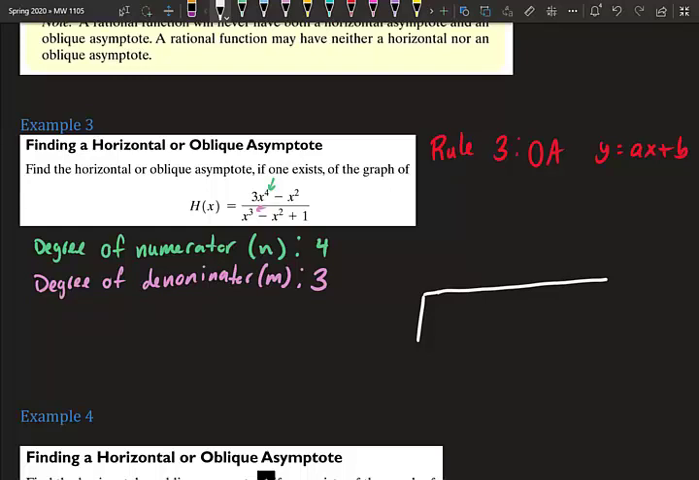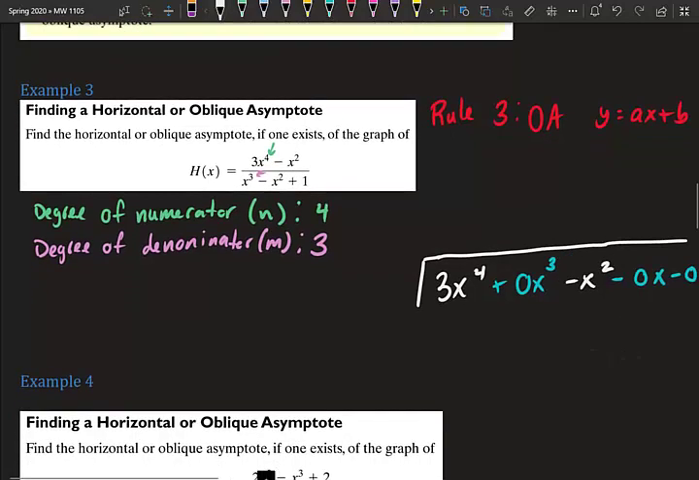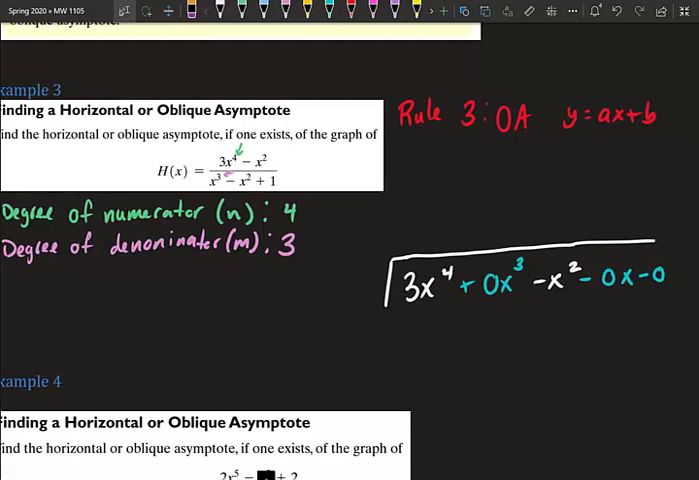So we have 3x to the 4th plus 0x cubed minus x squared minus 0x minus 0. Anytime you have a missing part in the order, so it has to go 4, 3, 2, 1, nothing, you want to put a 0 there. You don't have to, but it definitely helps when you divide.